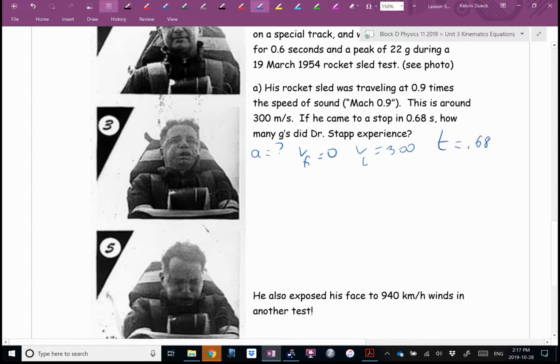I'm looking for an equation that has a VF, a VI, an A, and a T in it. There is one. Diego, which one? Could you have found that without Alex pointing it out to you? Yeah. I hope so. I'd like to think so. Next time, don't help him out.